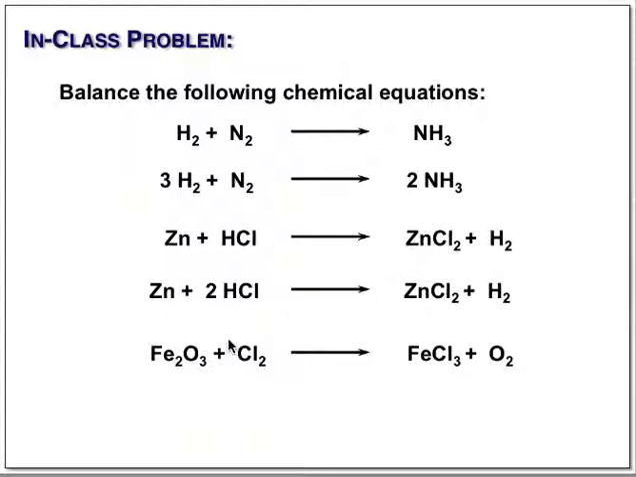In this one, it's a little more complicated. We have 3 oxygens here. We have 2 here. So we're going to double the number of iron 3 oxides. That's going to give us 3 moles of oxygen on this side. We're going to wind up with 4 moles of iron 3 chloride, and in order to do that, we need 6 moles of chlorine.